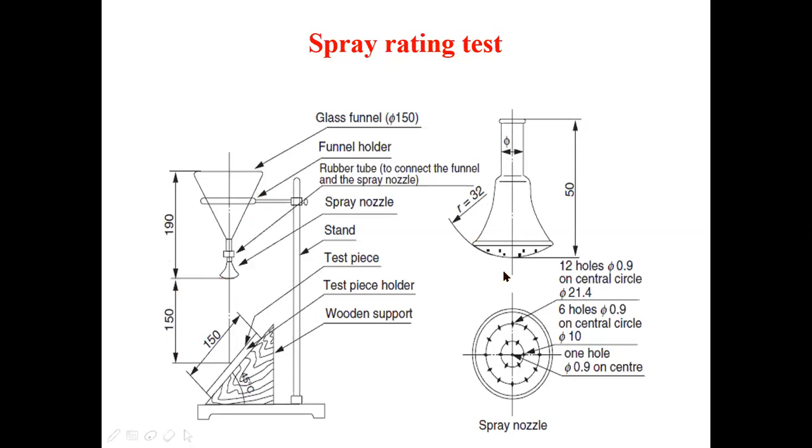Okay, and this is the specification of the spray nozzle. You can see there are 12 holes here, and here there are 6 holes, and this is the central hole. The diameter of the holes is given here. It may not be possible for you to remember all these constructional details, but this is for your knowledge. Okay, I believe the construction of the experimental setup is clear to you.